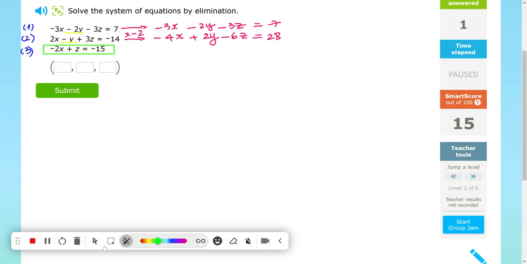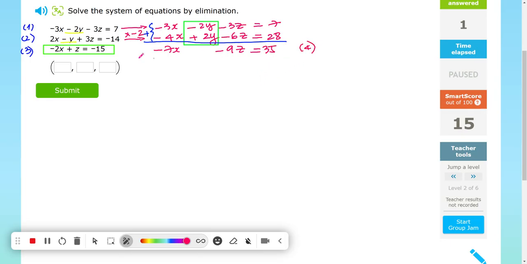So voila, do you see something here? The y part is opposite. So if you add them, y will be eliminated. Okay, so let's do that. Here we go, add them. So I come out with negative 7x, no more y, subtract 9z equals 35. Okay, so I call this equation number 4.